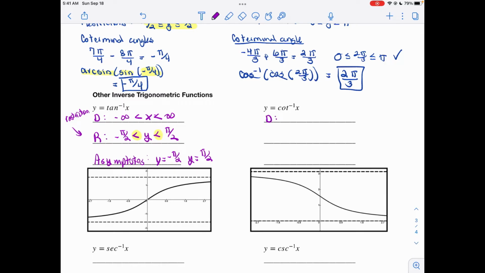Next, let's look at the inverse cotangent function. Its domain is also all real numbers. Its range or restrictions fall from 0 to pi, not including the 0, not including the pi. And the reason for that is our asymptotes of this function are at y equals 0 and y equals pi. So here you can see the graph of the inverse cotangent function. We have a nice smooth curve that goes forever and ever. So it has a domain of negative infinity to infinity, and then our two asymptotes at y equals 0 and y equals pi.